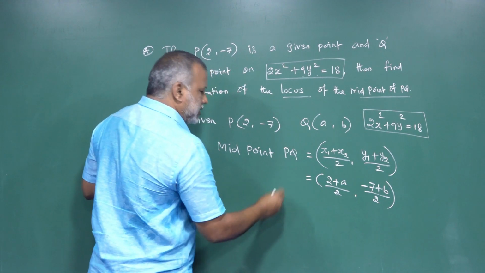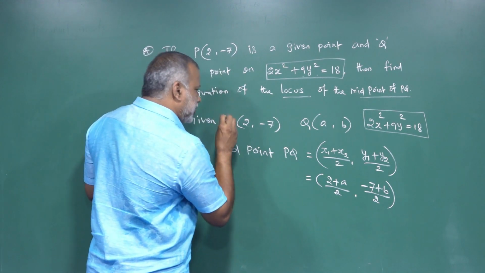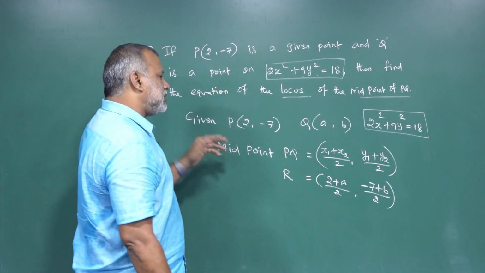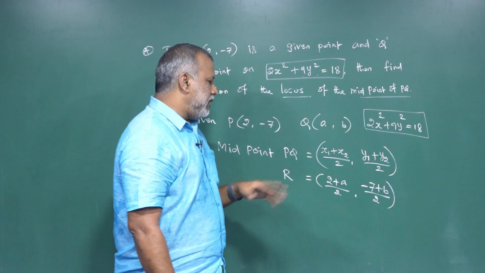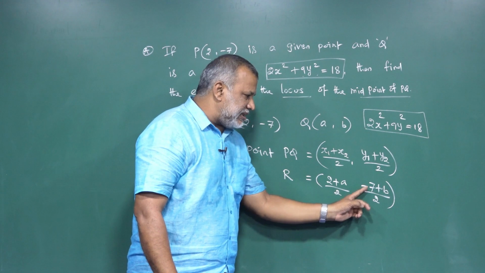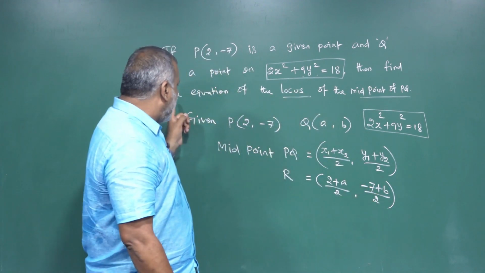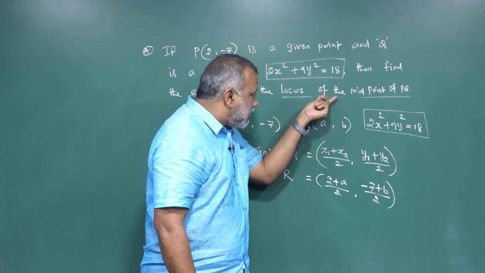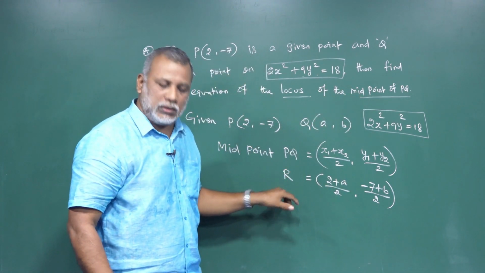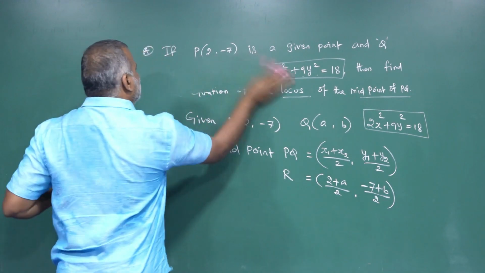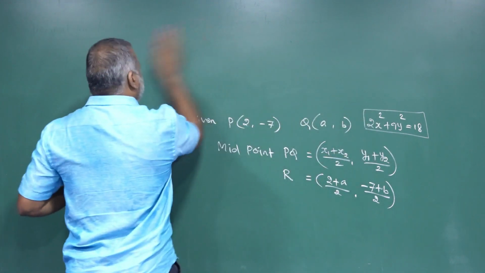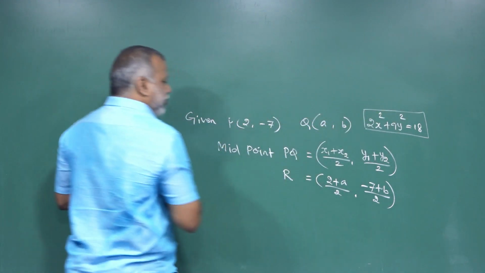So this is unknown. Since we are already using the points P and Q, now I can give it the name R. R is the midpoint of the line PQ. Now R equals (2 plus a) divided by 2, (minus 7 plus b) divided by 2. Now we have to find the locus of the midpoint of PQ, so we are going to find the locus of this R. R is unknown.